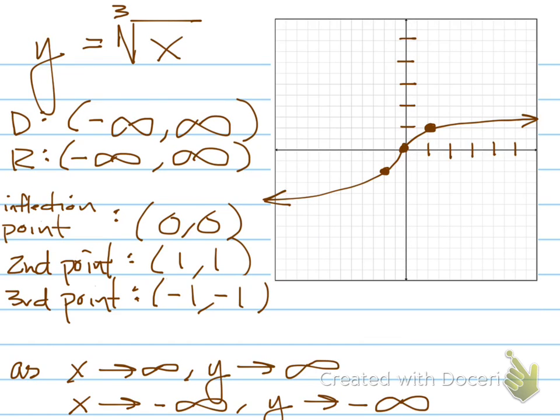So you should be able to identify the domain and range. The domain and range is always going to be all real numbers, from negative infinity to positive infinity. The inflection point for the parent graph is 0, 0. If x is 1, then the cube root of 1 is still 1. If x is negative 1, the cube root of negative 1 is negative 1. And as x approaches positive infinity, y is also going to approach positive infinity. As x approaches negative infinity, so will y.